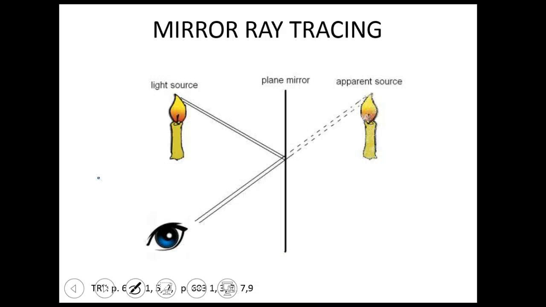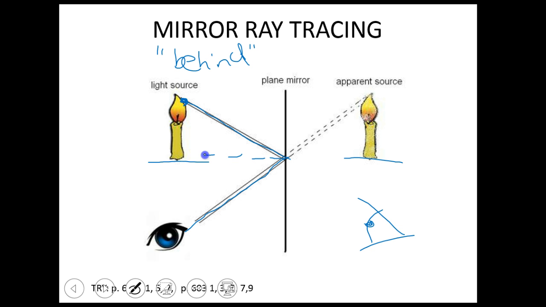So, mirror ray tracing. When we see an object in a mirror, one of the most important things, like I said, is that the object appears in the same place, just behind the mirror. If I have a candle over my head, the candle still appears over my head in the mirror. We've got a point source here. Those light rays come down to the mirror and are reflected into my eyeball. We also know that because of the law of reflection, the incident angle is equal to the reflected angle.